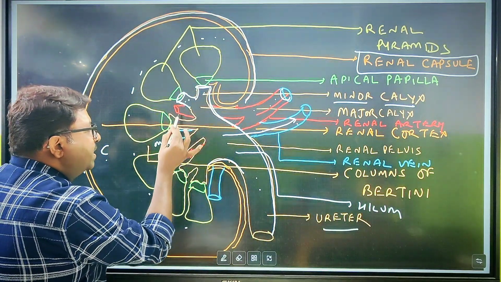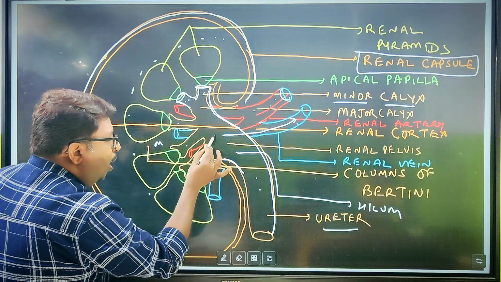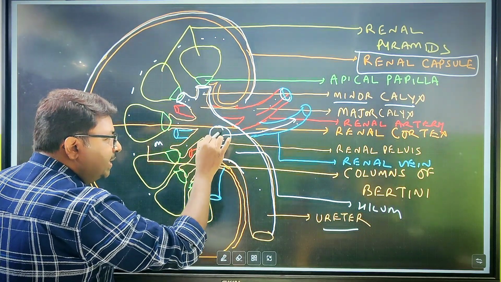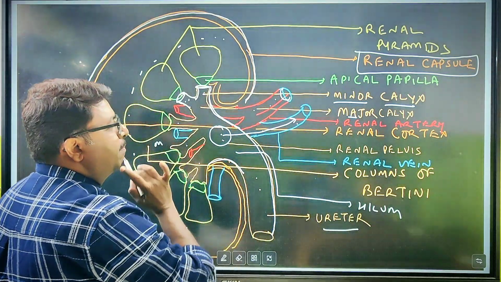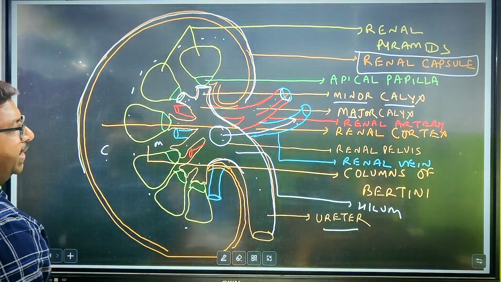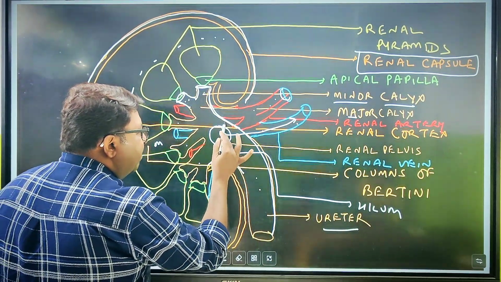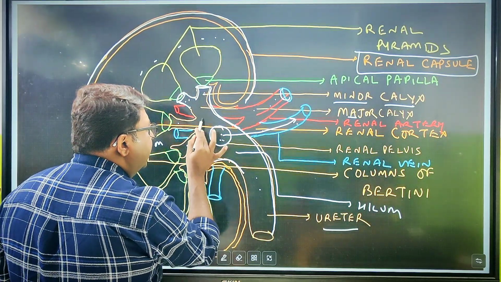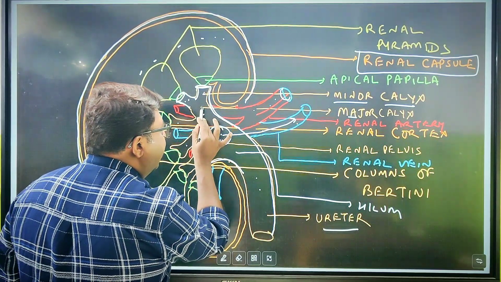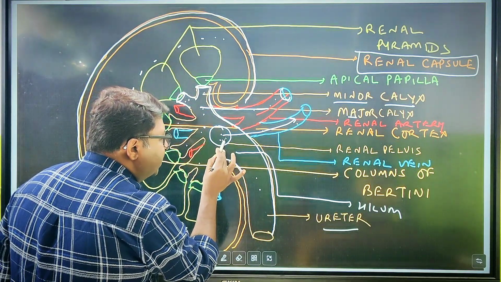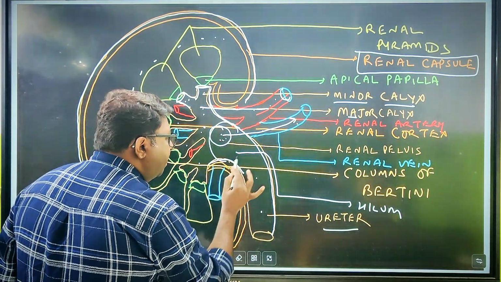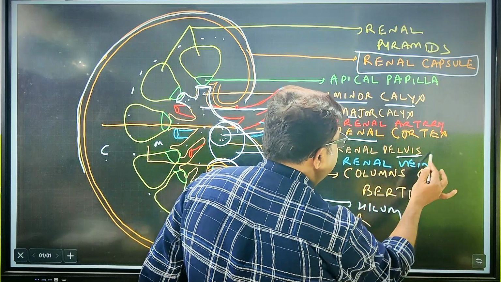And many of these minor calyx are joining with one single opening, and that is called major calyx. And then this major calyx, we can also call it as what? If this is major calyx, this is major calyx, just next to major calyx towards the ureter, this opening is called renal pelvis. Renal pelvis.